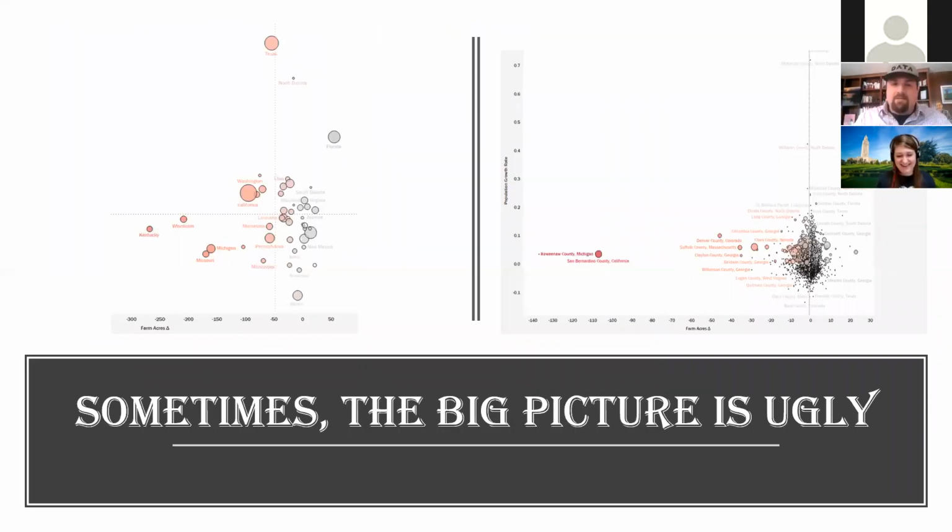Sometimes when you get into that first stage, the big picture is going to be ugly. These are 2 scatter plots from the underlying data that I had at the county and the state level. They don't really tell an informed story. It's not something that you would show forward as part of your final analysis, but it's still an important step to go through.